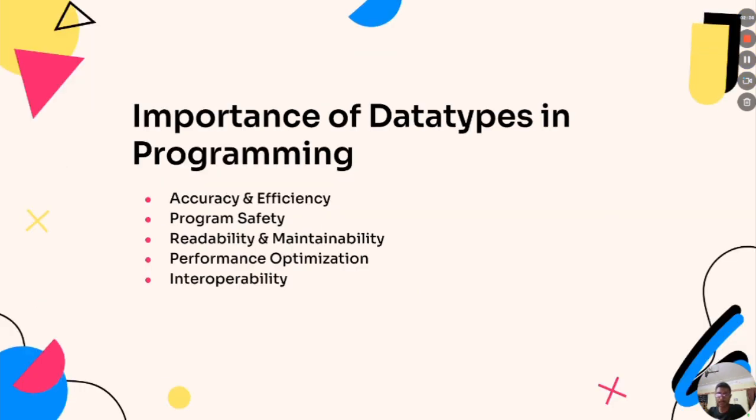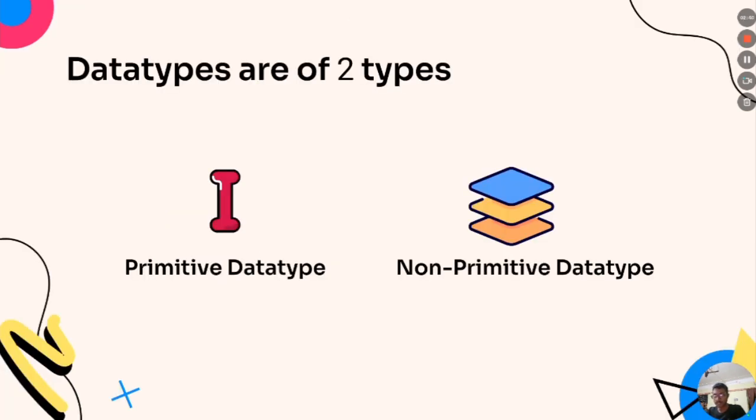Now let's see the importance of data types in programming. Data types play a most crucial role in the world of programming. They provide more accuracy and better efficiency, and data types also provide program safety and various other features. Now let's dive into data types. In data types, there are mostly two types: primitive data types and non-primitive data types.